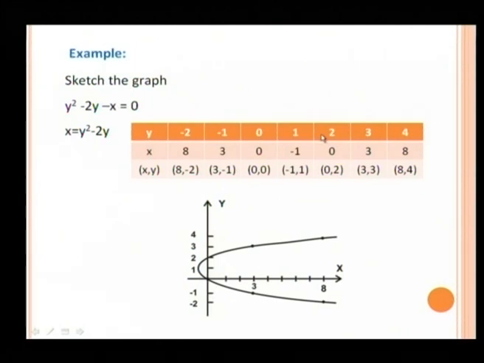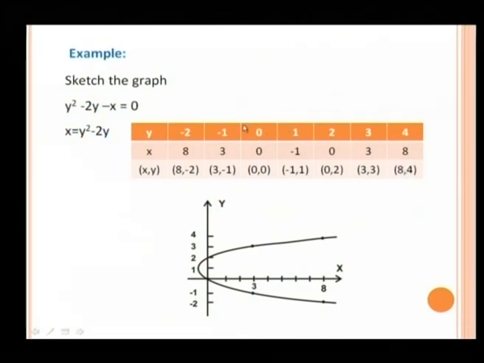To have the next ordered pair, if we put y is equal to 2, we get x is equal to 0. So this ordered pair becomes (0, 2). If we put y is equal to 3 in this equation, we get x is equal to 3 as well. So the resulting ordered pair becomes (3, 3). To have another ordered pair, we put y is equal to 4 in this equation, which gives us x is equal to 8. So the ordered pair becomes (8, 4).